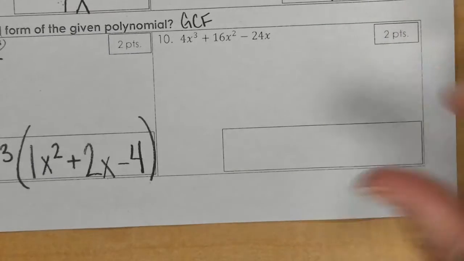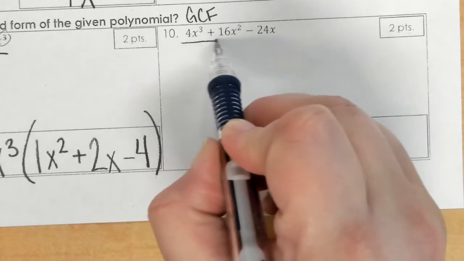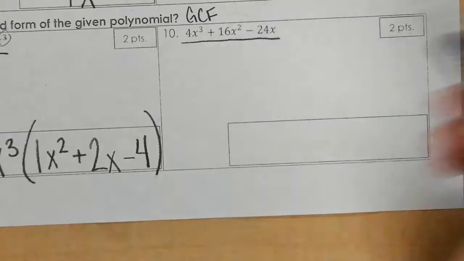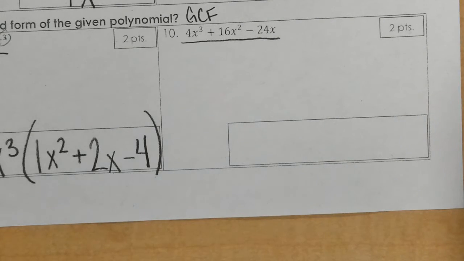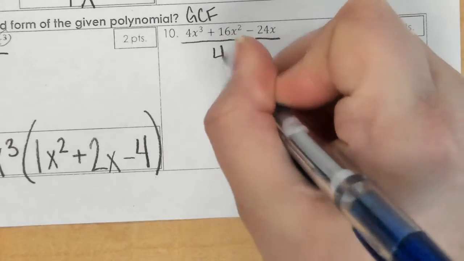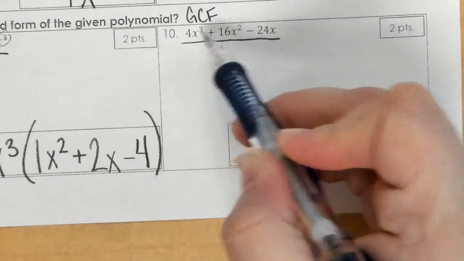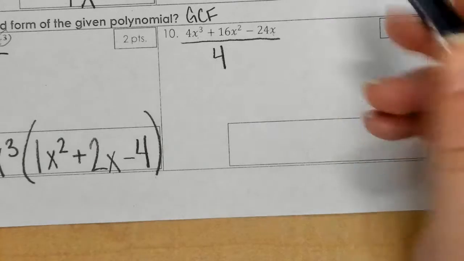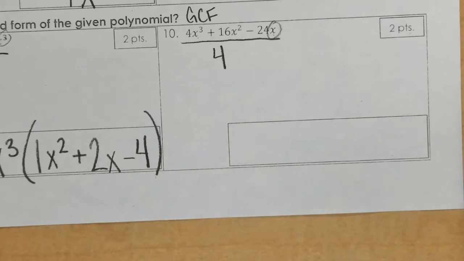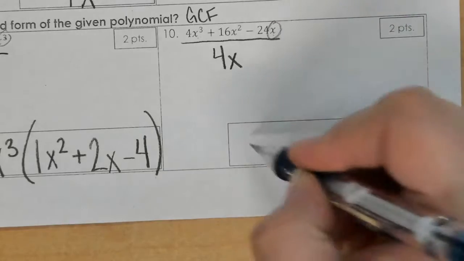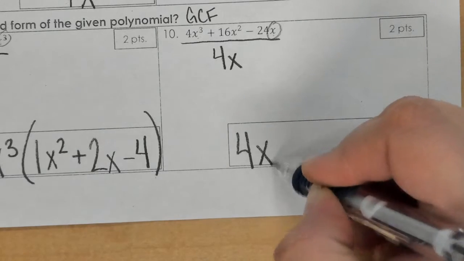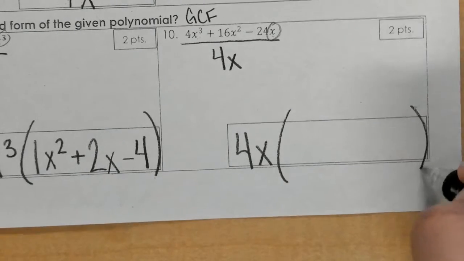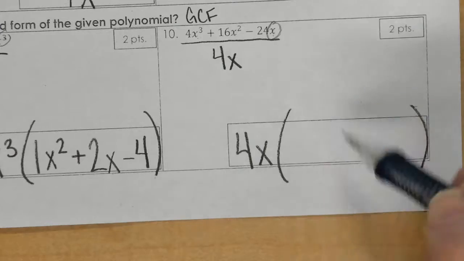In number 10, the number that divides into all three numbers evenly would be 4. I see that I have an x in every term, and the lowest x I have is just x. So I bring the GCF down, and I divide and subtract and write down my answer here.